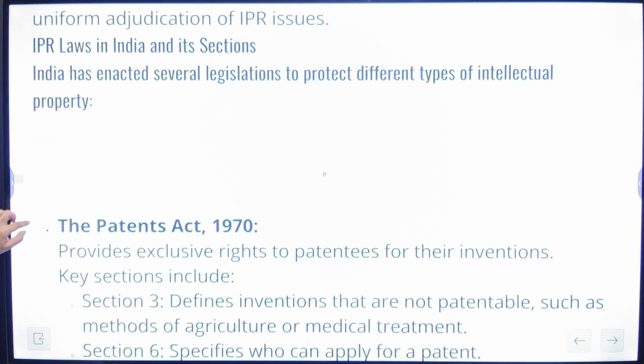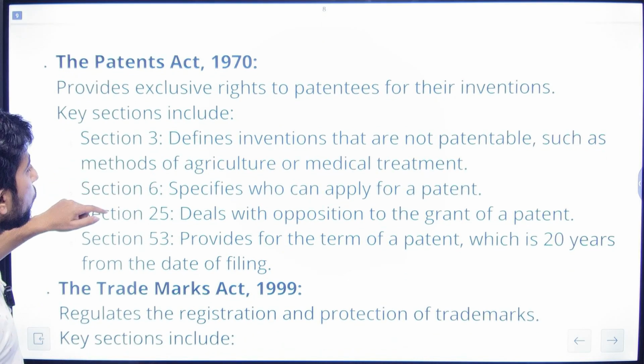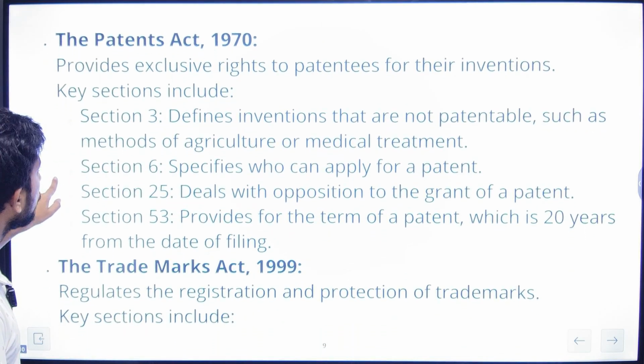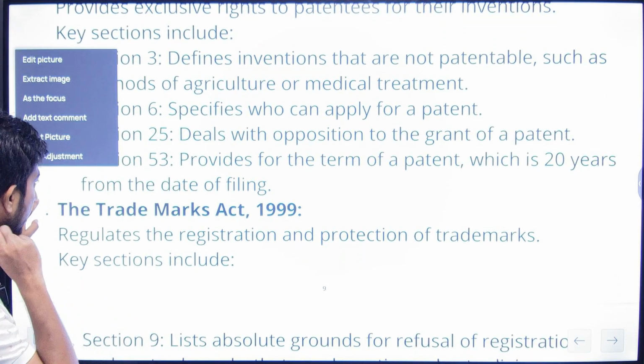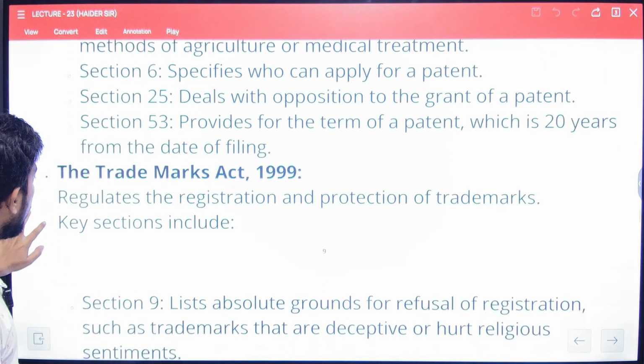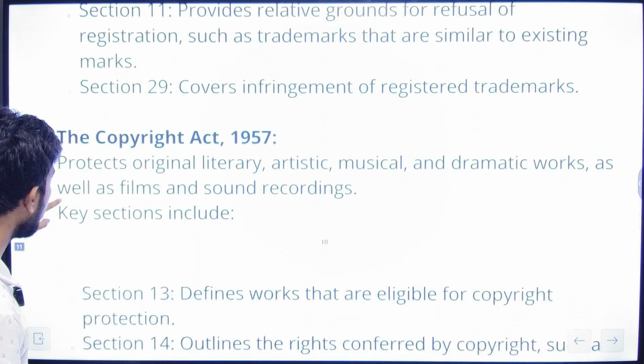IPR laws in India and its sections. We have the Patents Act 1970. It provides exclusive rights to patentees for their inventions. Key sections include these sections. We can read them. The Trademarks Act 1999 regulates the registration and protection of trademarks. Then we have these important sections.